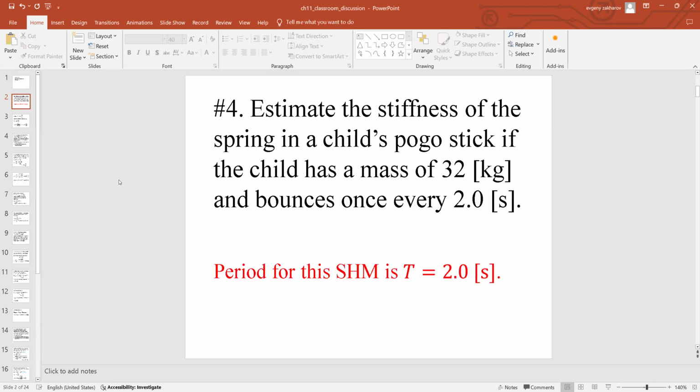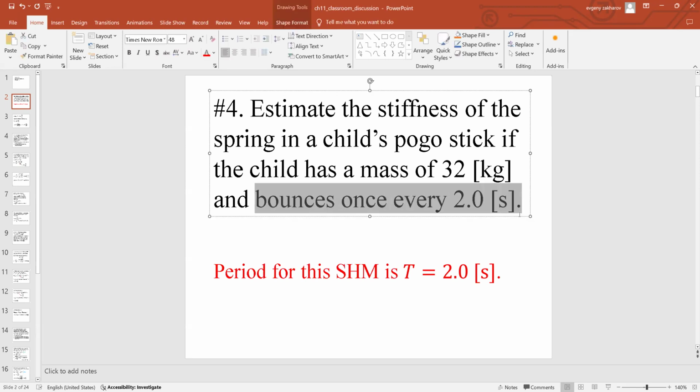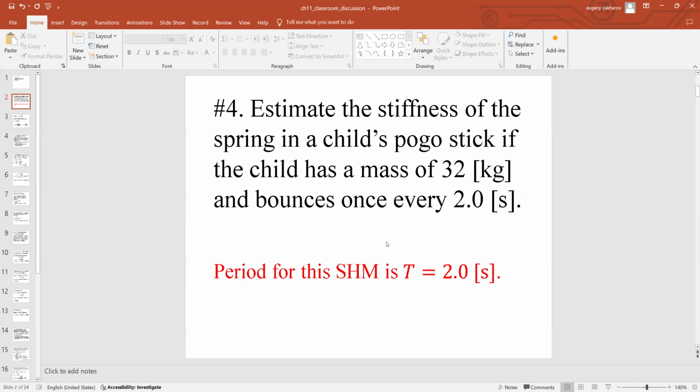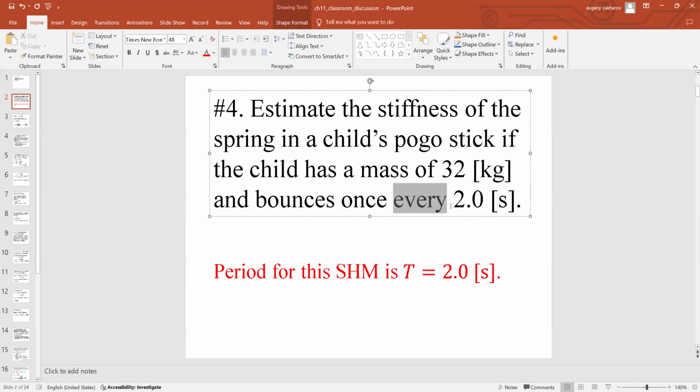Chapter 11, some oscillation problems. Let's see if we can estimate the stiffness of a spring in a pogo stick if a certain mass is given and it bounces once every 2 seconds. Okay, so the key word is bounces. That means you have up and down oscillation motion, and it's once, so one time in 2 seconds. So the time for one complete cycle is 2 seconds.